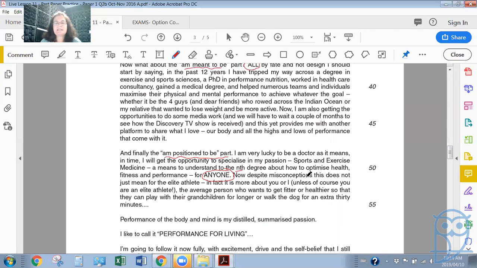Now, despite misconceptions, this does not just mean for the elite athlete. In fact, it is more about you or I, unless, of course, you are an elite athlete. The average person who wants to get fitter or healthier so they can play with their grandchildren for longer or walk the dog for an extra 30 minutes.